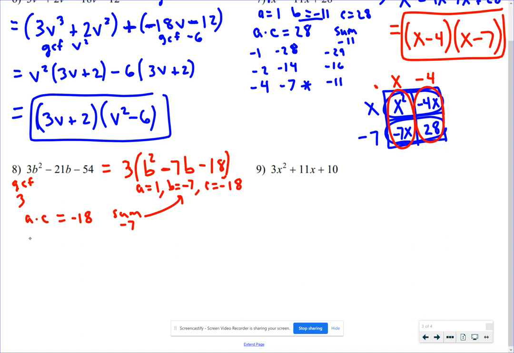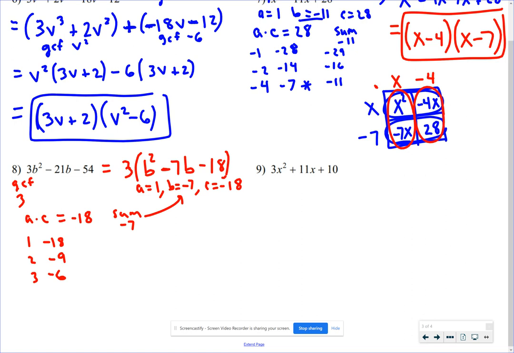So I'm going to list my factor pairs of 18. I have 1 and 18. I have 2 and 9. I have 3 and 6. Make that 9 a little more readable. And I think that's it. But in order to get a negative product and a negative sum, to get a negative product, one of these has to be negative. But if the sum is negative, the negative is going to have to live on the larger of these. So let's check the sum.